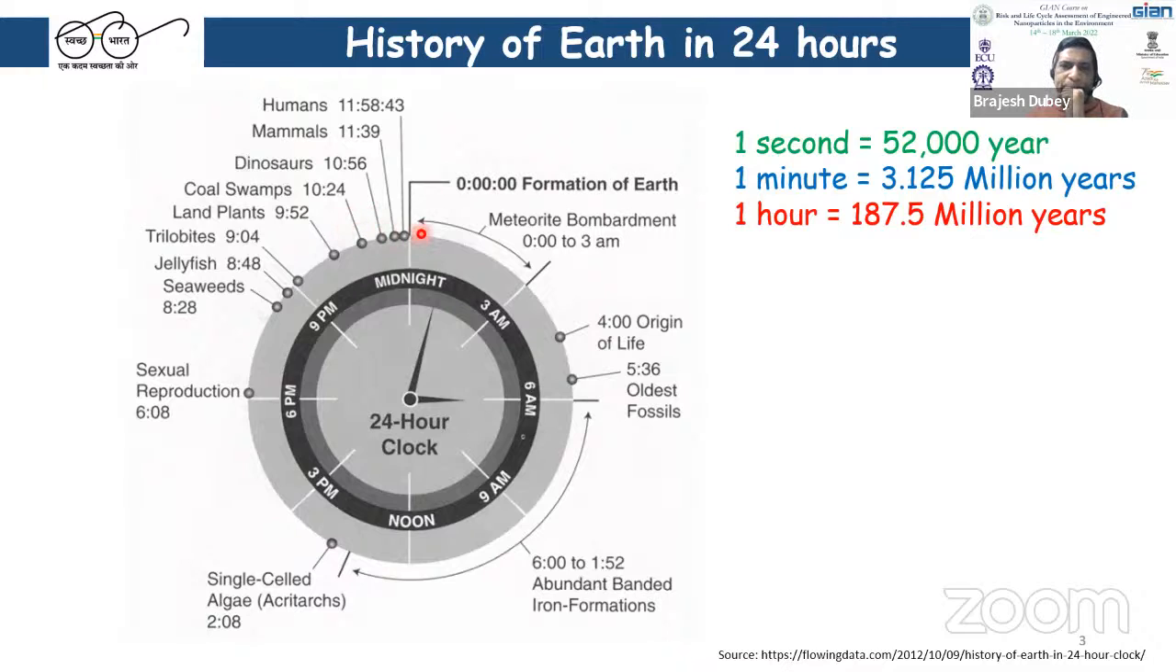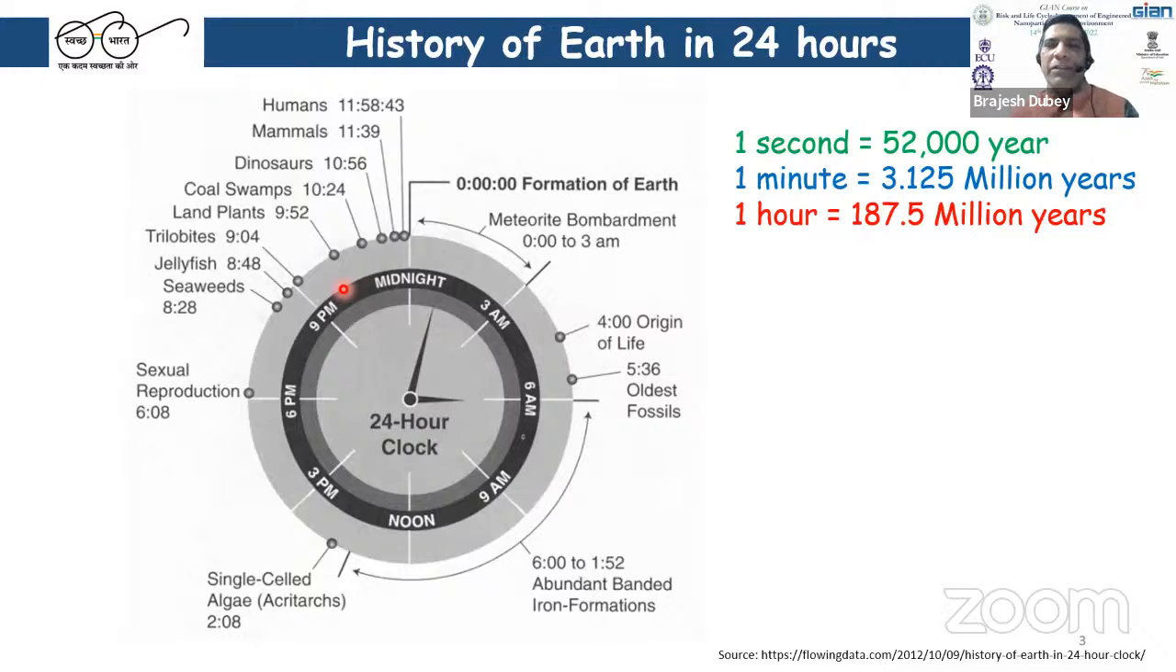Now, if you look at here, formation of Earth at 0, we had some meteorite bombardment for around 3 hours. Then there is the origin of life after 4 hours. We have some of the oldest fossils, abundant iron formation. Then you had single-cell algae after noon, so it's around 13 hours. Then we had reproduction happening, jellyfish, coal swamps. Dinosaurs don't come until almost 10:56 pm, which is close to 1 hour 4 minutes before this time. So dinosaurs were around, not too far.